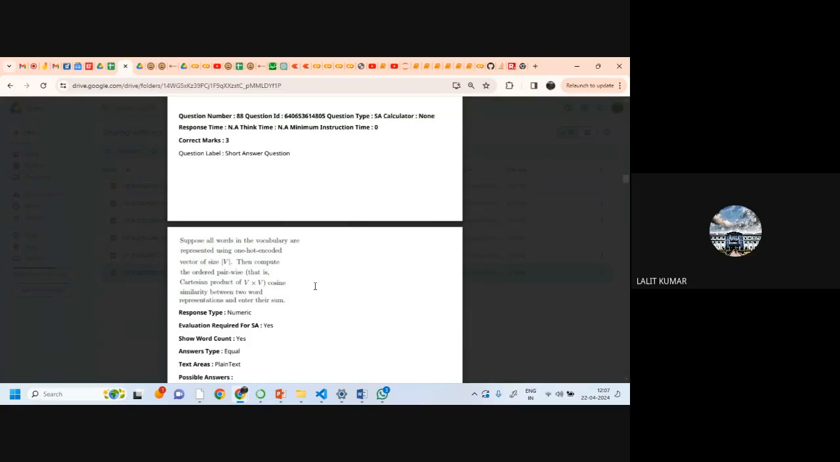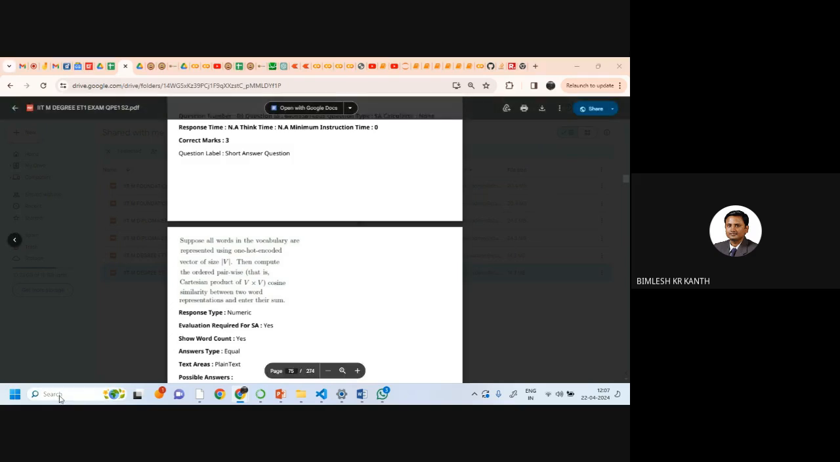Okay. So what they are saying is, make a Cartesian product of V into V. First you do the one hot encoding of all the words, then you make the Cartesian product, and then you calculate the cosine similarity between two words. So then what will be the sum of the cosine similarity between two words' representations in that entire matrix? The Cartesian product will have how many members? V cross V, 16 cross 16.